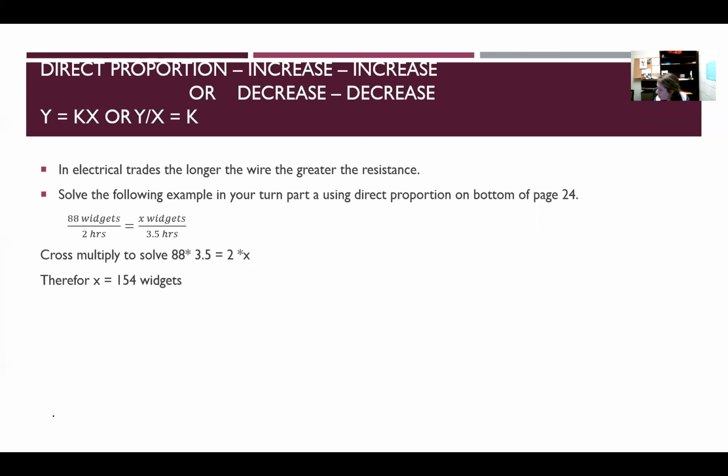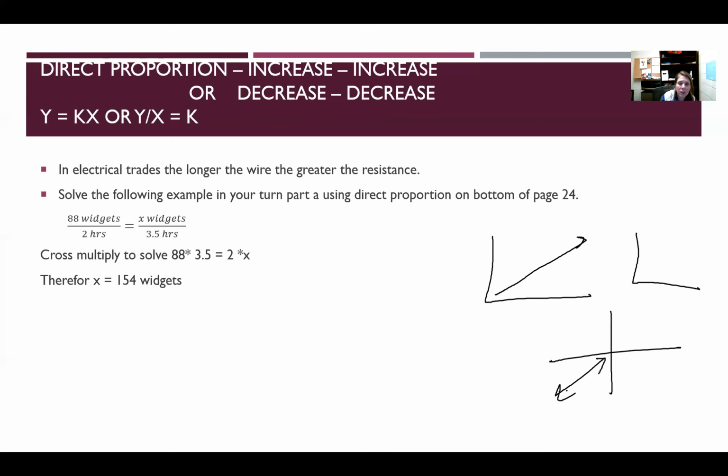All right. The next thing in your book talks about direct proportion. For direct proportion, when you're looking at something, as you increase your X value, your Y value also increases. Or you could have something where as you're going this way, it decreases. So as your X is decreasing, your Y is also decreasing.